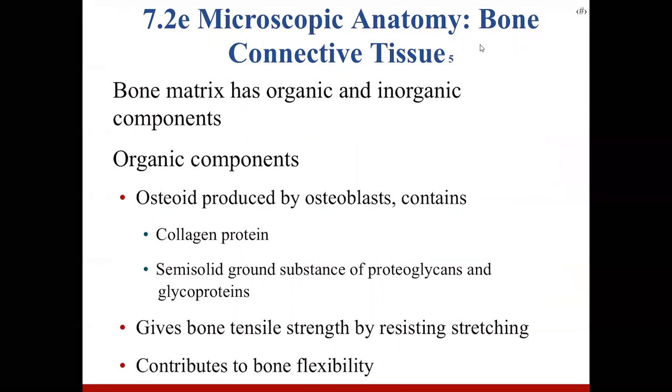Now bone is made up of two different kinds of materials: organic and inorganic. The organic part is collagen protein, and then this other stuff, which is proteoglycans and glycoproteins. What the organic part does is it allows the bone to be a little bit flexible, so it's not brittle. It's got collagen proteins in it, and it's got proteoglycans and glycoproteins.